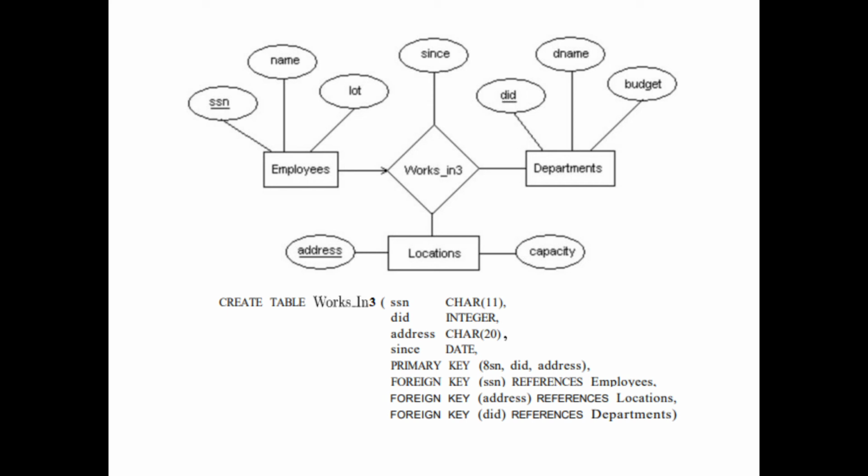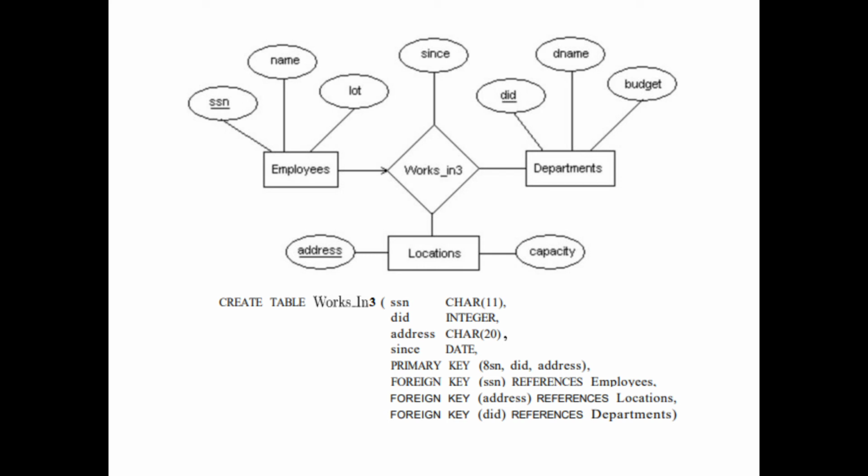Okay, so please observe the syntax here. Here SSN, the social security number, is considered as one attribute for Works_In_3 because that is the employees table primary key. Another one is DID. Here we will consider the DID attribute as integer. The third one is the address. The address attribute is related to the locations table. Since is related to Works_In_3, so we will consider those four attributes. Here the social security number, DID, and address are the primary keys.